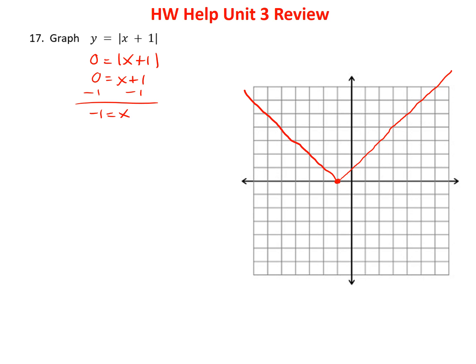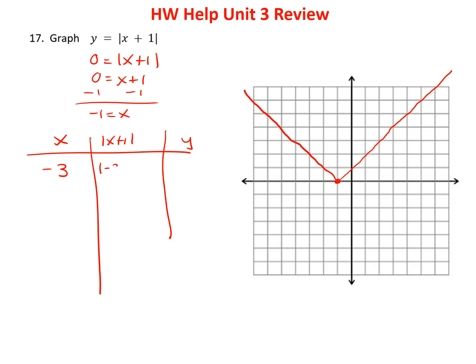If I don't remember that, then I go back to setting up my table: x, the absolute value of x plus 1, and y. I'll pick some points, like minus 3. So the absolute value of minus 3 plus 1, minus 3 plus 1 is minus 2. The absolute value is 2. Minus 2, the absolute value of minus 2 plus 1. Minus 2 plus 1 is negative 1, but the absolute value is 1. Minus 1, as we've seen, minus 1 plus 1 is 0. And then we get 0. 0 plus 1 is 1. And 1 plus 1 is 2.